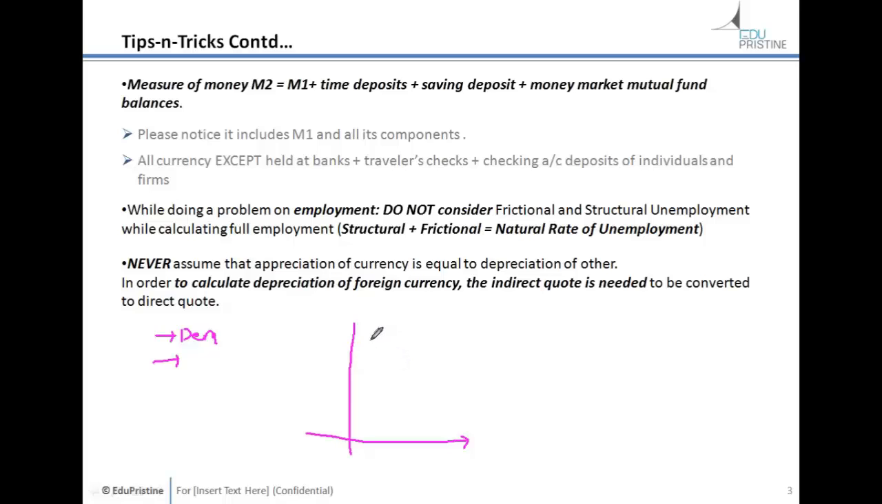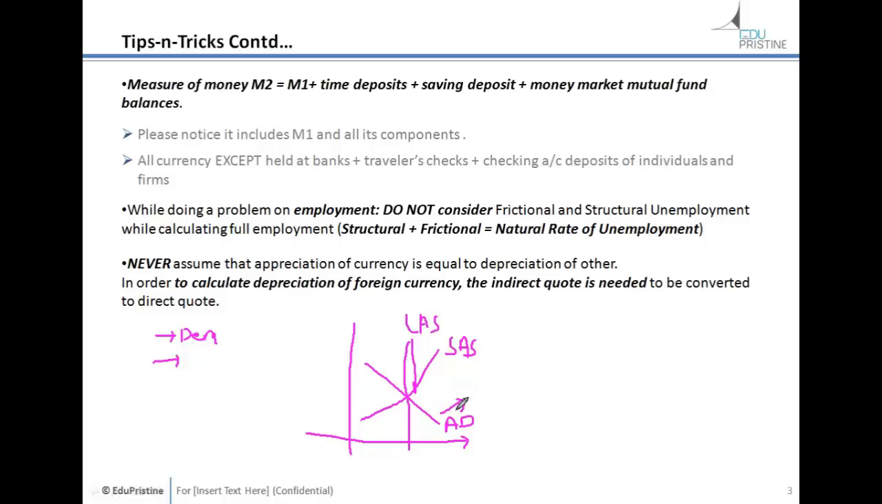this is your aggregate demand curve, and this is your short run aggregate supply curve. This is your long run aggregate supply curve.